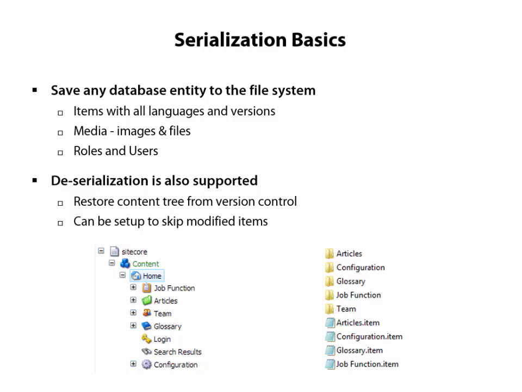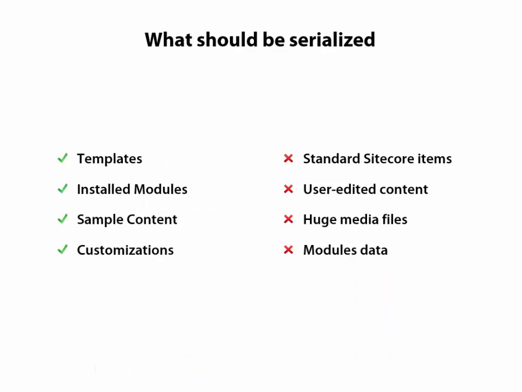As you know, out of the box, Sidecar provides a way for managing content items, which is called serialization. This feature basically allows you to flush current item state to the file, saving the information about its fields, versions, and languages. You can serialize any content item, media, or even security entities such as roles and users. Just like you don't put every file into version control, you should carefully think about the items you're going to serialize. The rule is really simple.